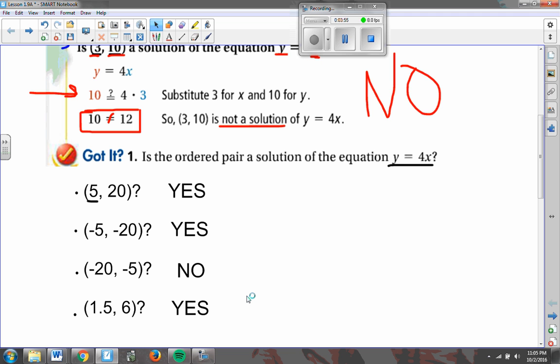Okay? So hopefully we understand how we plug in and check to see if a specific ordered pair is a solution to a certain equation. Okay?